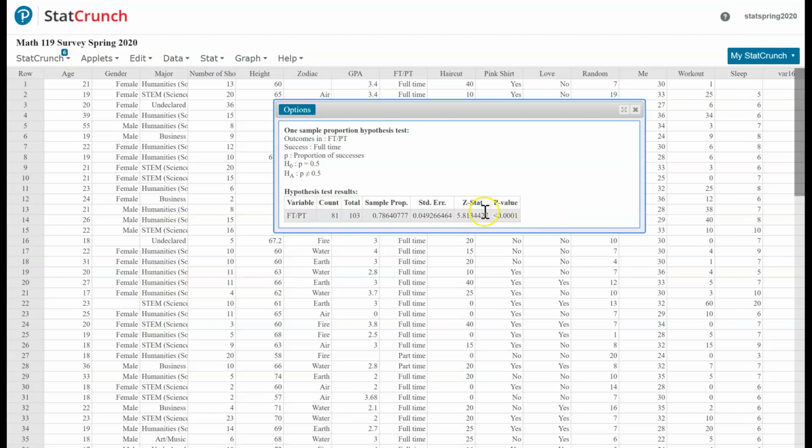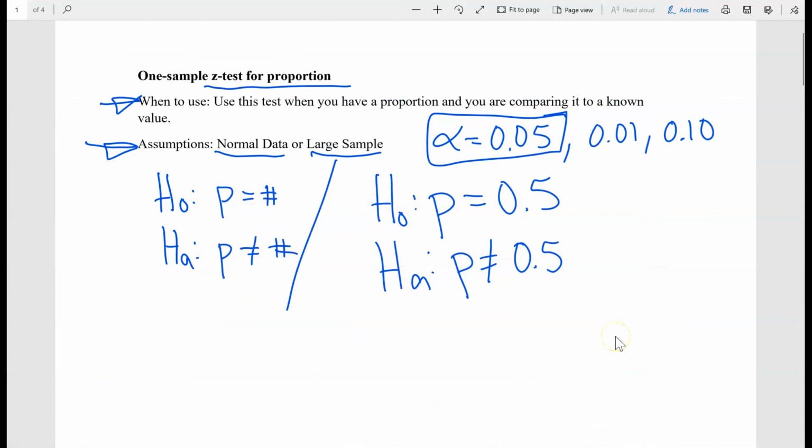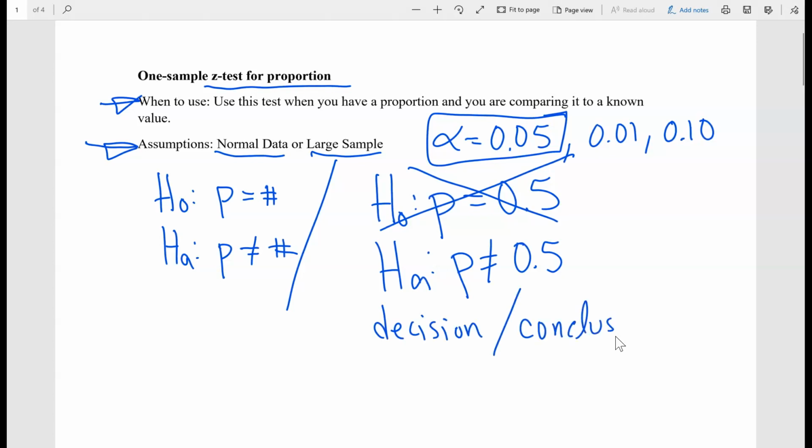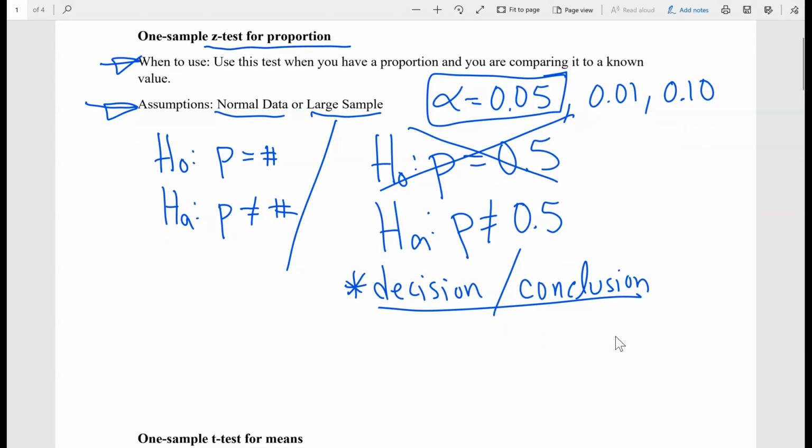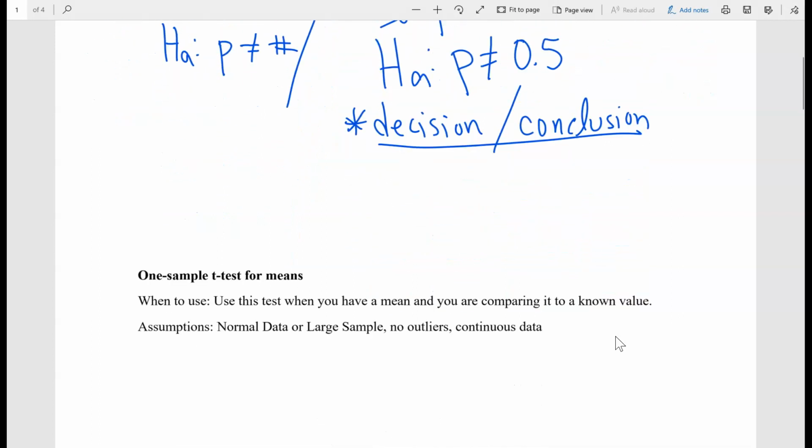So then after that, you make your decision and you write your conclusion. So based on this, since the p-value is low, we're going to reject H0, and then we just say we have sufficient evidence to blah, blah, blah. So that's what you gotta say. So make sure that you write your decision, and then make sure that you also write your conclusion. Okay, so make sure that you write that in your report.